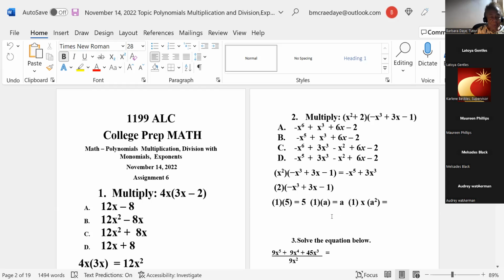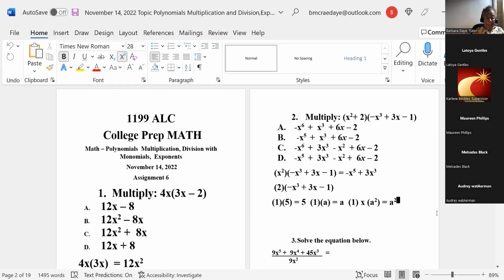No, why are you changing your 1 times A rules? 1 times 5 is just 5. 1 times A is just A. What's 1 times A to the second? 1 times any variable number is just that variable. A to the second. It's what? It's A to the second. Say it again, Audrey. A to the second. That's right. So I broke this down so you could see it's the same as you've been multiplying just regular numbers. 1 times 5 is 5. 1 times A is A. 1 times A to the second is A to the second.